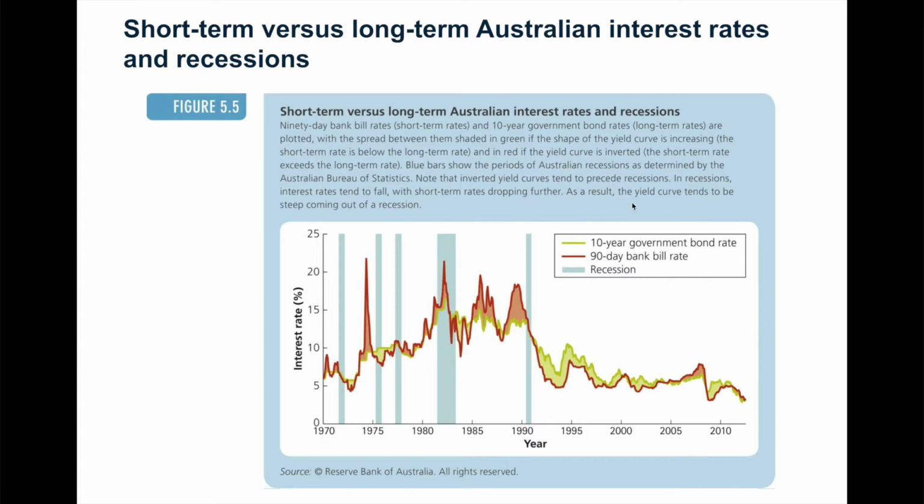So one thing that people take notice of is this line over here. The blue bars show the periods of Australian recessions as determined by the ABS. Note that the inverted yield curves over here, like the one that's shaded in red, because it's the red line, the 90-day bank bill rate, exceeded the 10-year government bond rate. So the inverted yield curves tend to precede recessions.